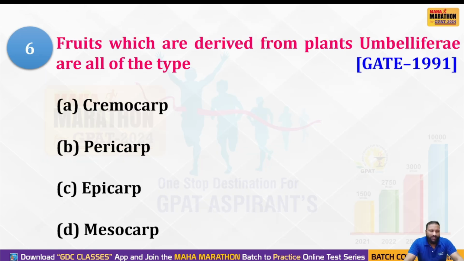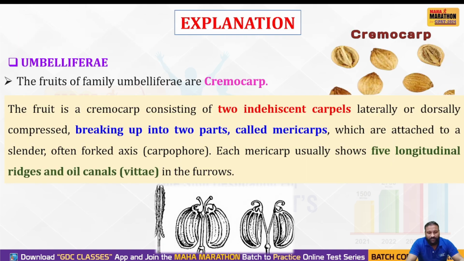Now the next question in this GPAT test series, the sixth question: fruits which are derived from plants of Umbelliferae are all of the type? This question was given in GATE 1991. A. cremocarp, B. pericarp, C. epicarp, D. mesocarp. Most of the Umbelliferae family have this type of fruit. Which one does it have? We'll see the answer so that you can understand. Yes, cremocarp.